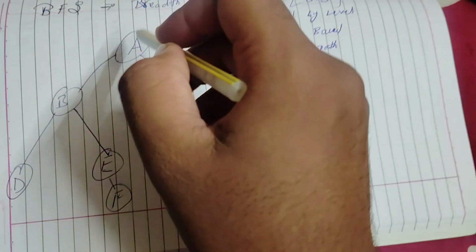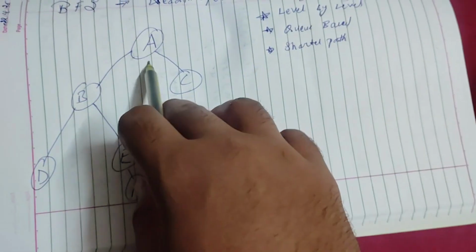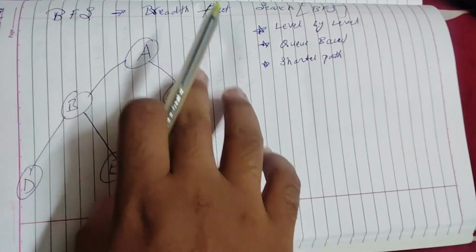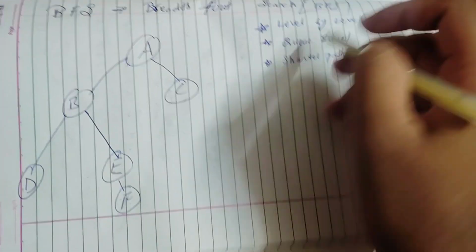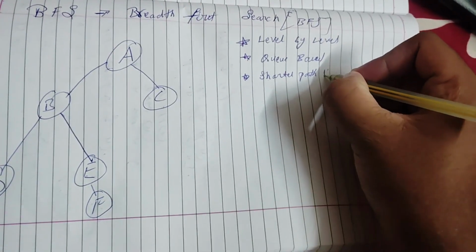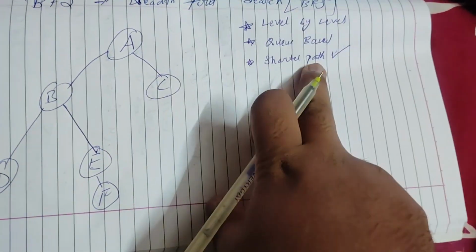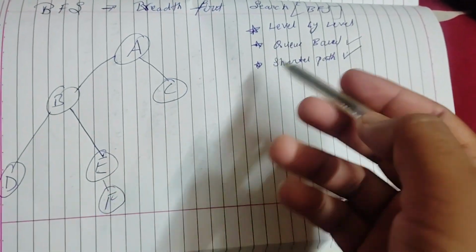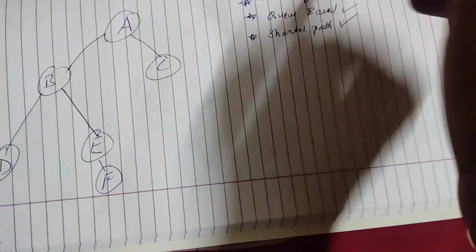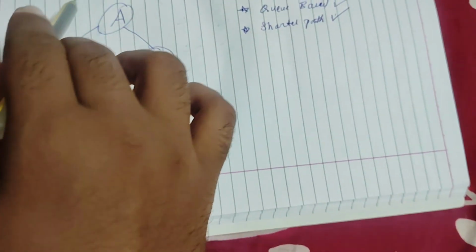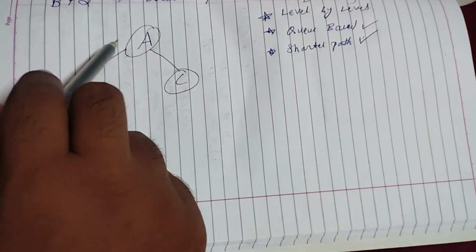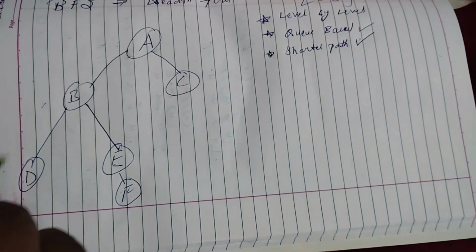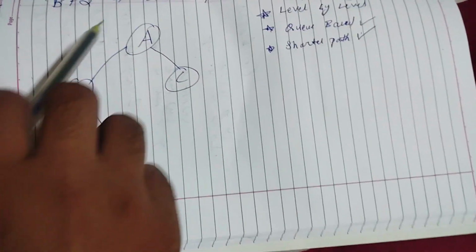Okay, suppose we have a tree like A, B, C and B, D, E and F. So this is our tree. Breadth first search is for finding the shortest path. Remember this one. It follows the queue, where elements come out one by one, and it goes level by level. First level will be A, which we call level 0, then level 1, level 2, level 3.